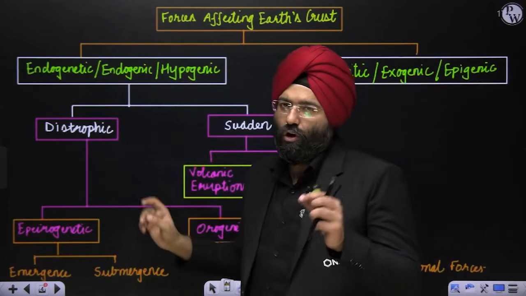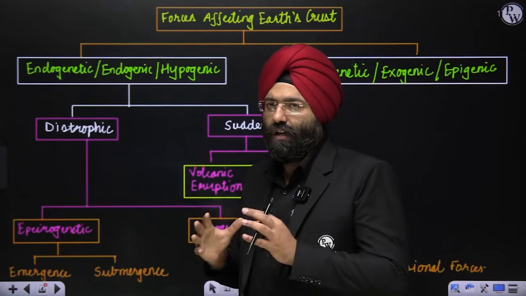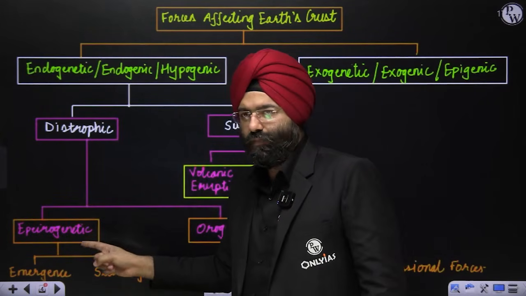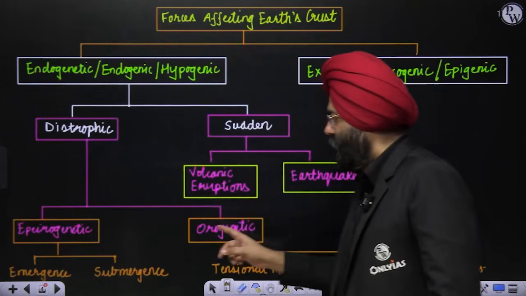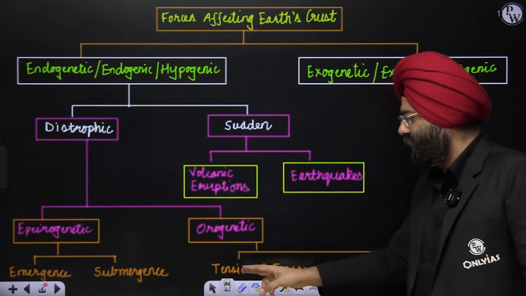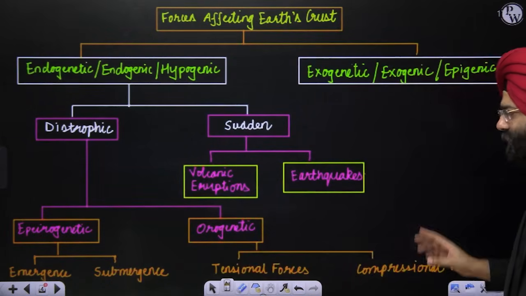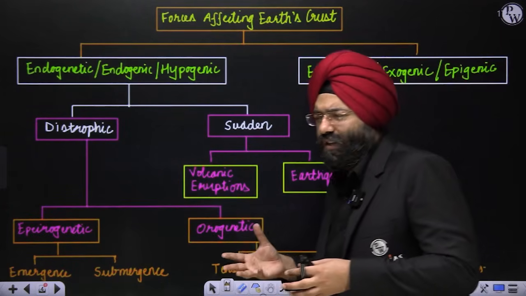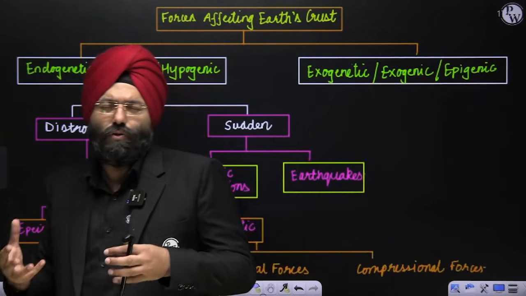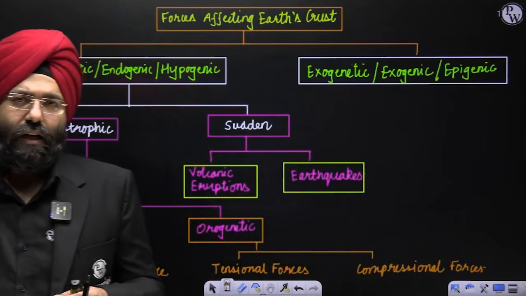Under the diastrophic, you have two major phenomena, epirogenetic. Under epirogenetic, you have emergence and submergence. The other is orogenetic, under which you have tensional forces and compressional forces. Now, you would be asking me, sir, you have given us so many terminologies. These terminologies themselves are so difficult to comprehend and understand. So, what are they?